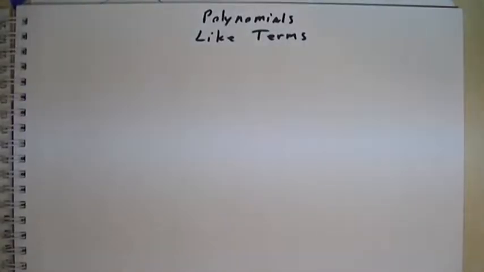Okay, in this video we're going to talk about polynomial-like terms. And before we start adding and subtracting and multiplying, we want to make sure everybody has a good understanding of what like terms are, because the whole process of adding and subtracting involves simply matching up like terms and combining them together either with addition or subtraction, depending on their signs and the operation you're doing. So let's talk about like terms.